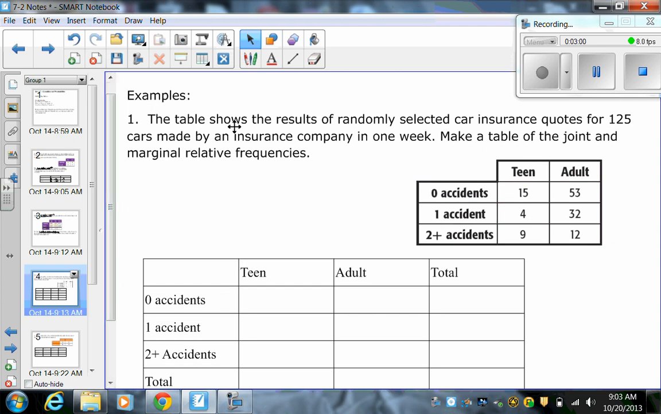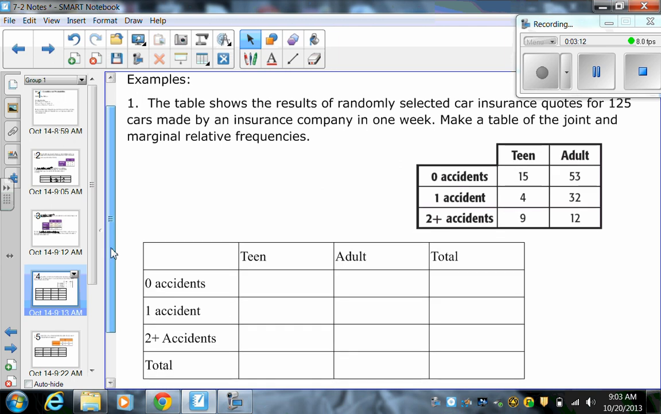Example 1 says the table shows the results of randomly selected car insurance quotes for 125 cars made by an insurance company in 1 week. Make a table of the joint and marginal relative frequencies. So I'm going to start off. I know there's 125 cars because it tells me in the problem. If it didn't tell me in the problem, then what I would do is add up all of these numbers to get the total number of cars, or the total number for the table.